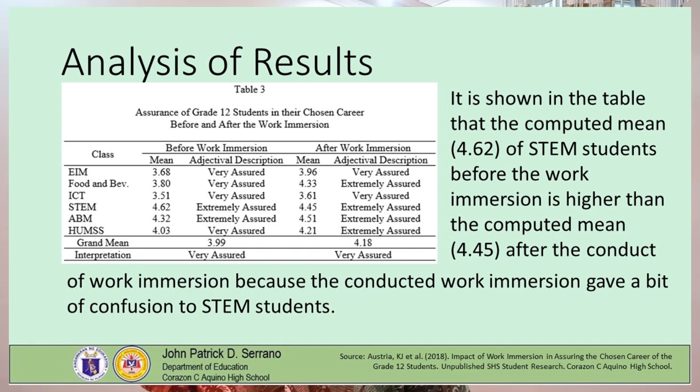Kung mapapansin po ninyo, ang EIM mula 3.68 naging 3.96, tumaas. Ang food and beverage mula 3.80 naging 4.33, tumaas. Ang ICT mula 3.51 naging 3.61, tumaas. Ang ABM mula 4.32 naging 4.51, tumaas. Ang HUMSS mula 4.03 naging 4.21, tumaas. Pagdating sa STEM, mula 4.62 naging 4.45, bumaba. STEM lang ang kaisa-isang section na bumaba ang numero.